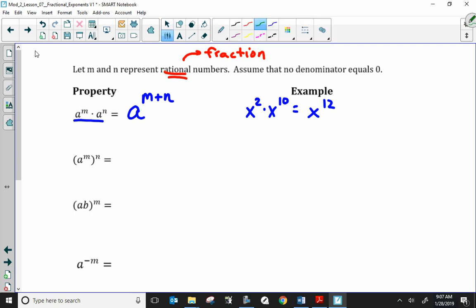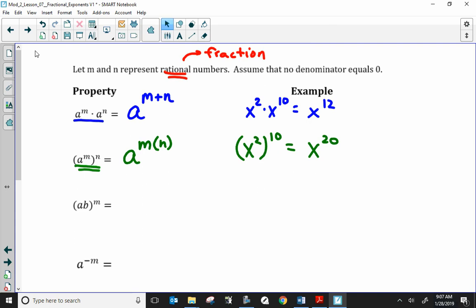If I have an exponent raised to an exponent, okay, I multiply my exponents together. That's a to the m times n. So if I have x squared raised to the 10th, that gives me x to the 20th because I just multiply my exponents. All right?